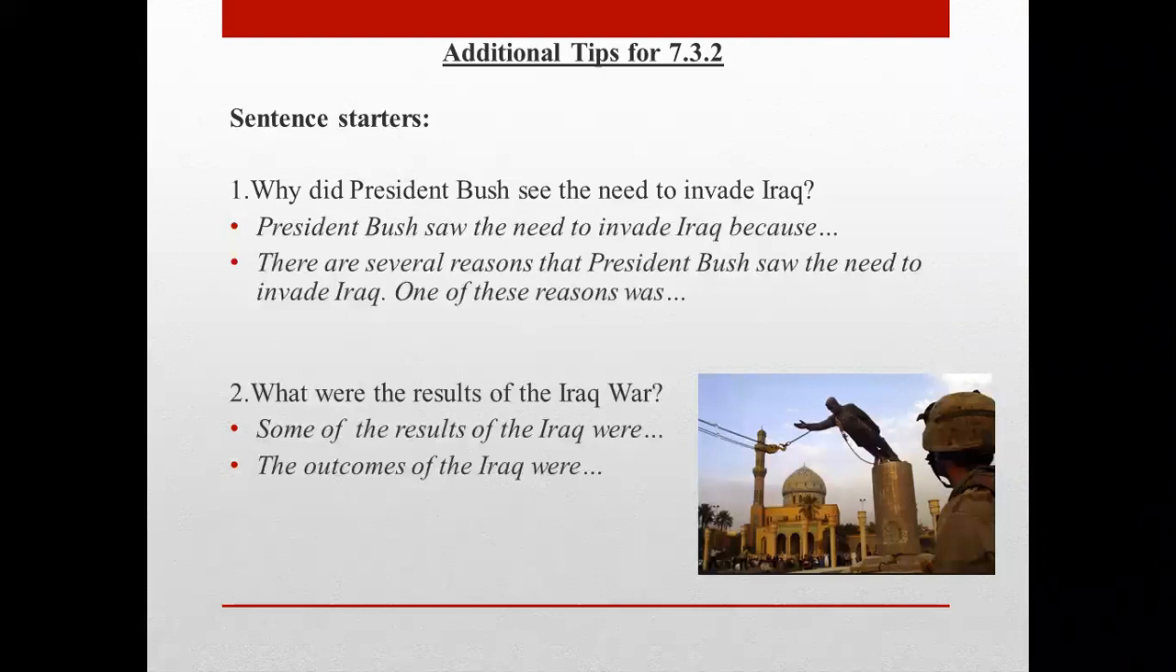For question number 2, what were the results of the Iraq War? Here's some possible sentence starters. "Some of the results of the Iraq War, which I forgot to put in there, were." And then another way you could start it is "The outcomes of the Iraq War were." I apologize for not putting war in there. So those are some ways that you can start your sentences.